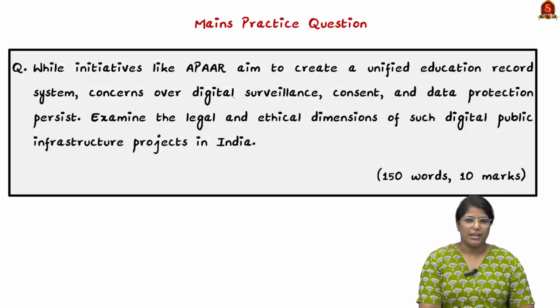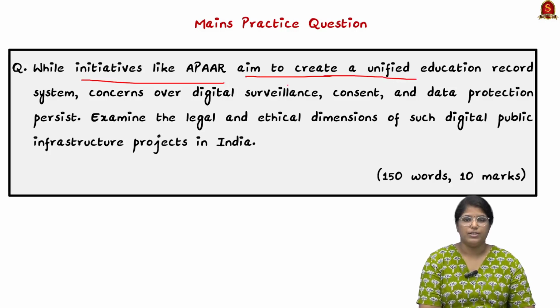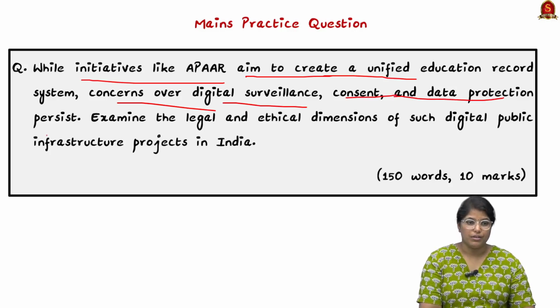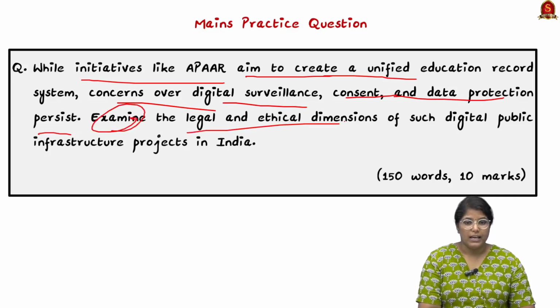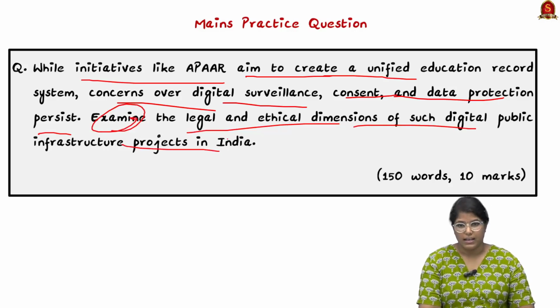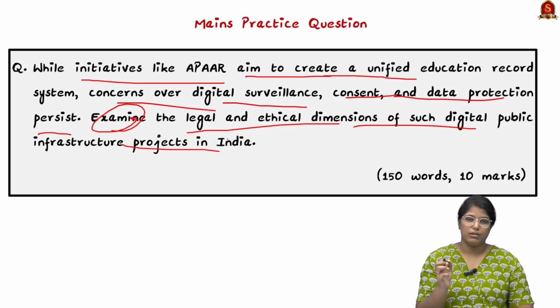Now I have a mains question for you. Let me read out the question. While initiatives like APAAR aim to create a unified education record system, concerns over digital surveillance, consent and data protection persist. Examine the legal and ethical dimensions of such digital public infrastructure projects in India. So it is actually a 150 word question, and you have to write an answer in 150 words.